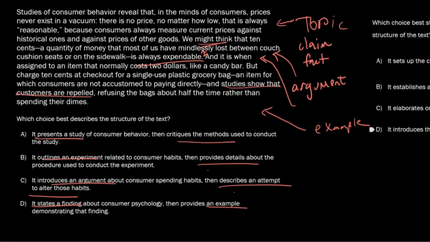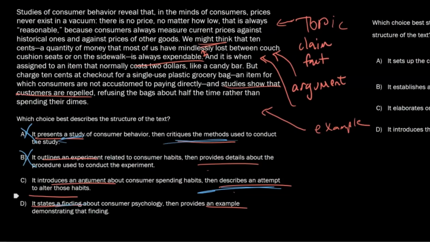So I'm going to go back and look at my answer choices again. Let's try to match this up. So it's not presenting a study. That's definitely not true. And it's not critiquing any methods used to conduct that study. So it's definitely not A. It's outlining an experiment? No, there's no experiment that we have outlined here. There's definitely no procedure outlined. It introduces an argument. Well, maybe, but it definitely does not describe an attempt to alter those habits. We don't see that here.